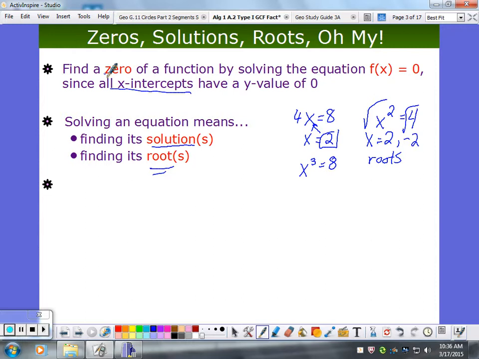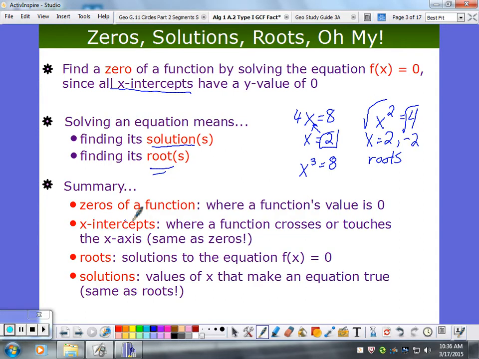Okay? You're going to hear all these words. This is what they mean. Zeros of a function where a function's value is 0. That's almost like a picture. Here it is. Here's a 0. Here's a 0. An x-intercept, that's another name for a 0 as well. It's where that function crosses or touches the x-axis. Roots and solutions are kind of the same thing.